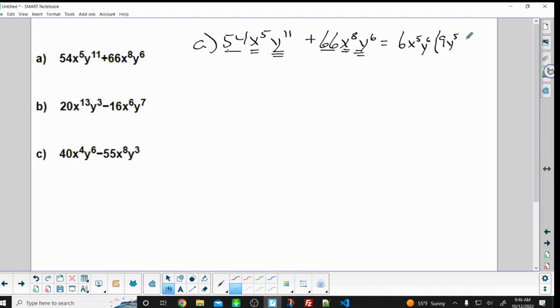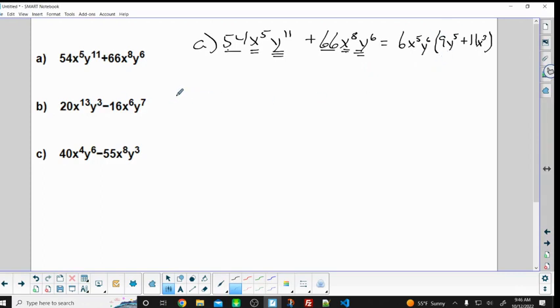Now let's do my second term. 6 divided out of 66 is 11. Then x to the 5th divided out of x to the 8th is x to the 3rd. And then y to the 6th divided out of y to the 6th, you're left with 1. I don't write that down because 1 times all of this is just that anyway, so there's no need to show it. So that is my binomial factored using GCF.